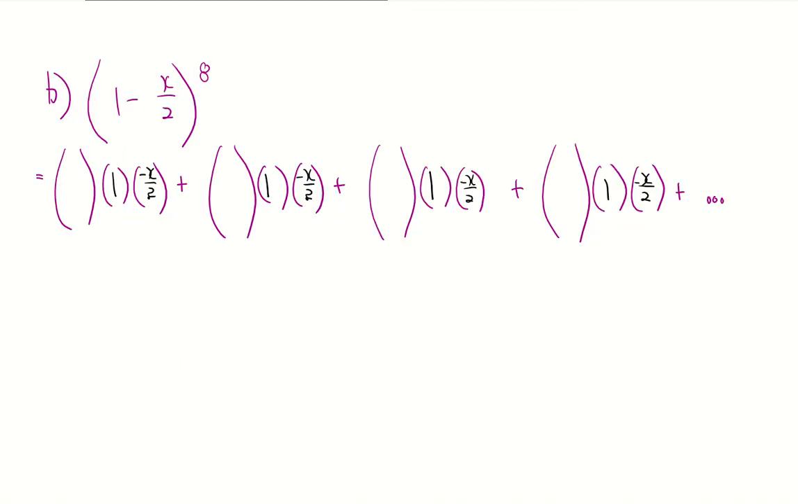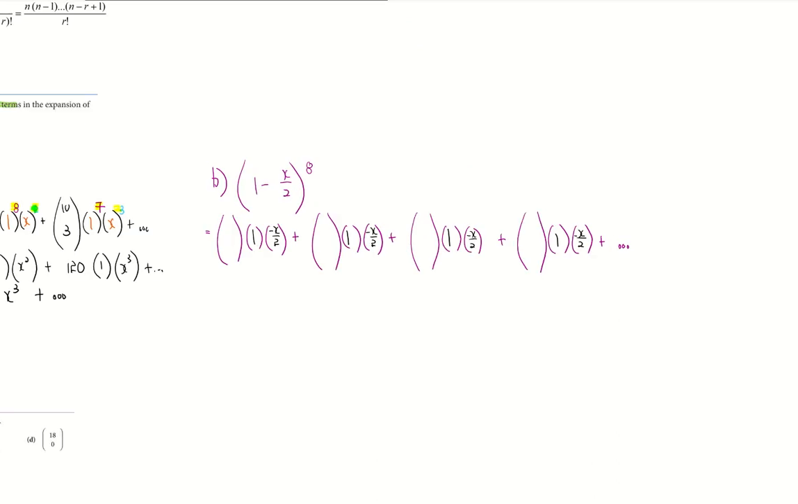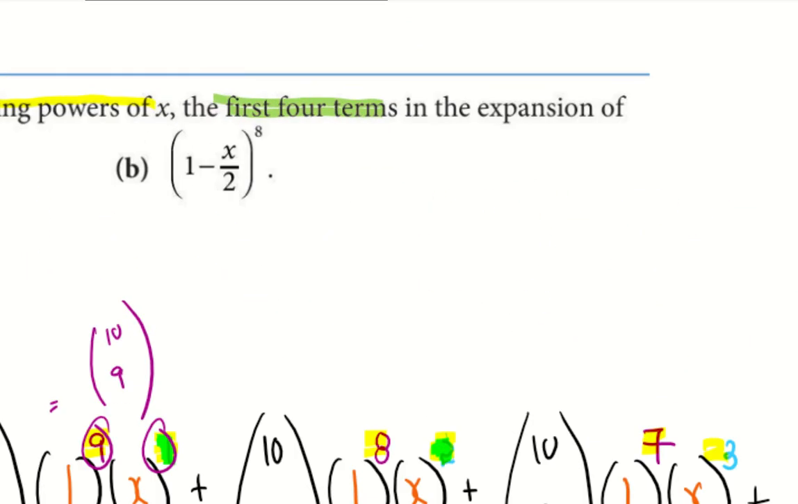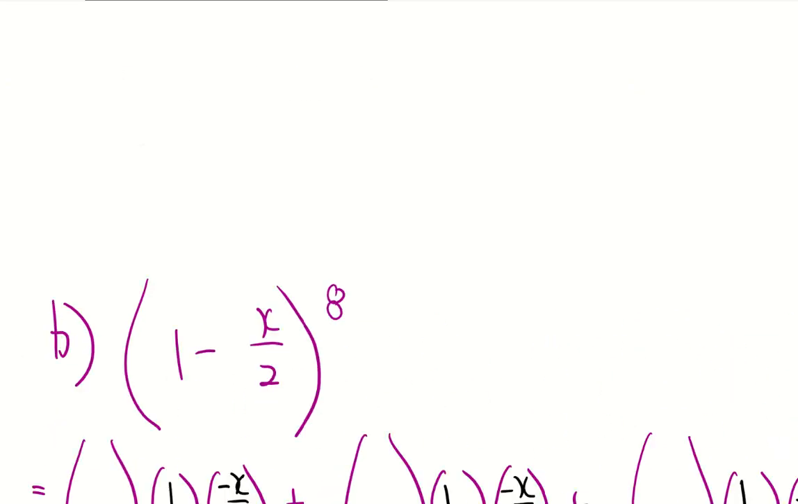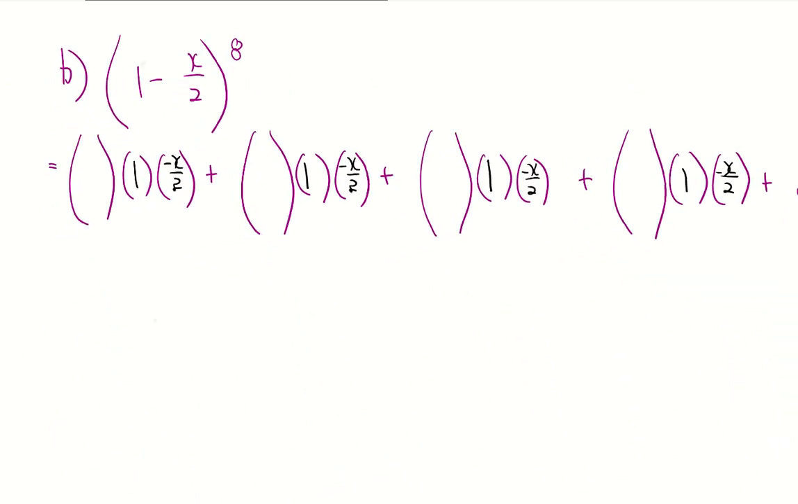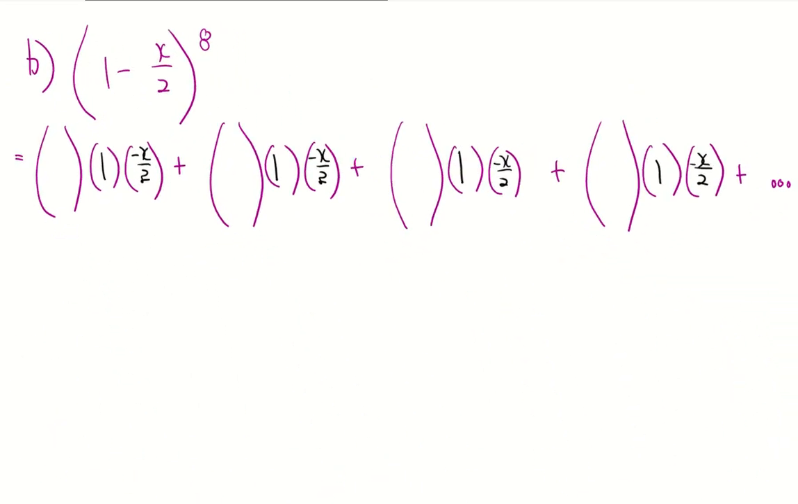So again, in this question, they want only the first 4 terms in ascending power. So I only want the first 4 terms. I write 4 different sets of brackets. And then I fill in the blank. But I need to be very careful. The highest power is 8. So let me fill in 8 first.